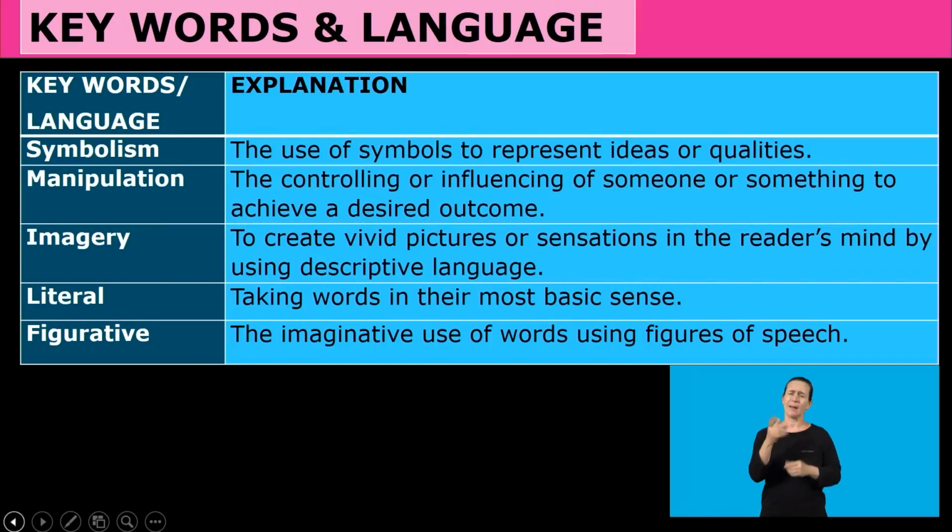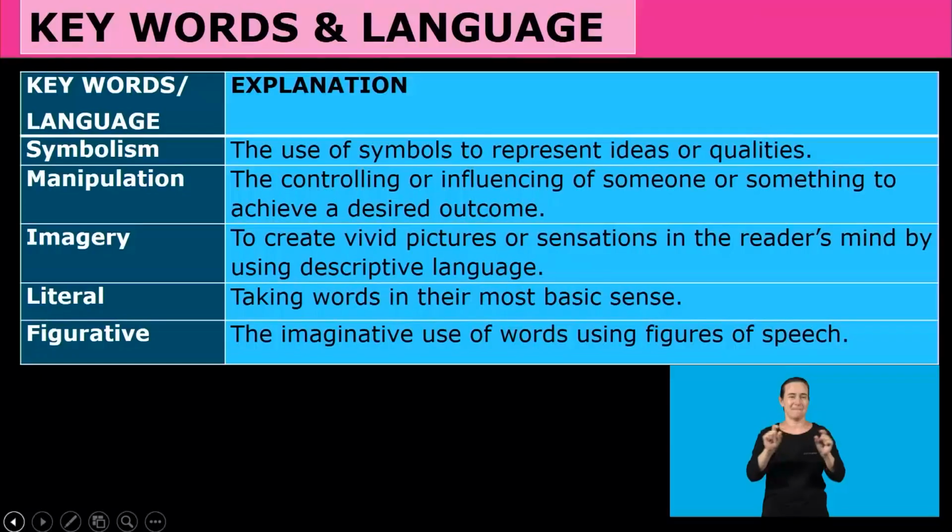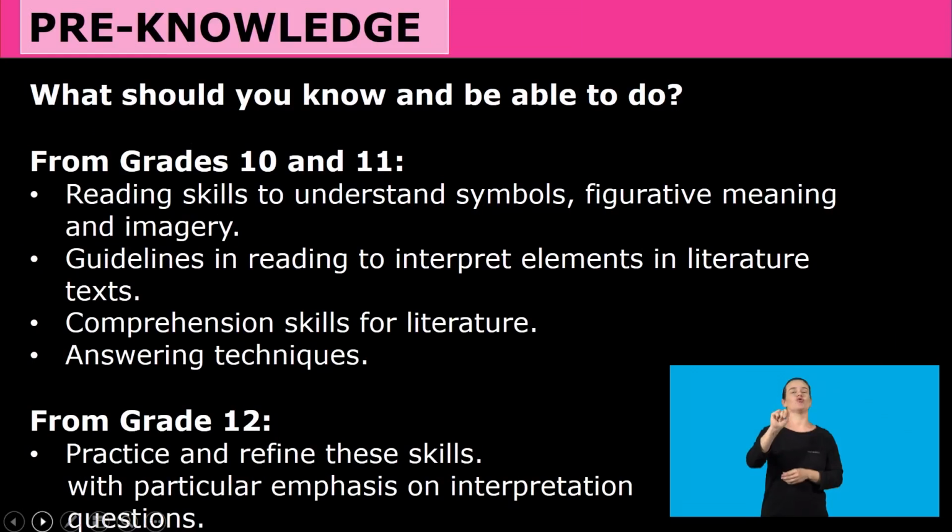Let's look at keywords and language that you might encounter as we progress through this lesson. Symbolism is the use of symbols to present ideas or qualities. Many times novelists use these symbols to represent something deeper. Manipulation of language is controlling or influencing someone or something to achieve a desired outcome. The novel needs to take this message somewhere. Then imagery is those vivid pictures, and then literal and figurative meaning. I'm sure we have encountered that.